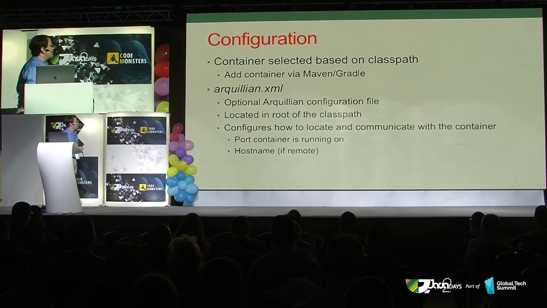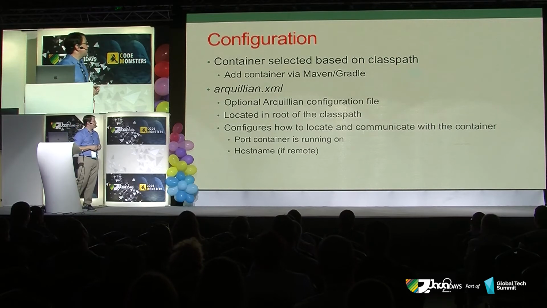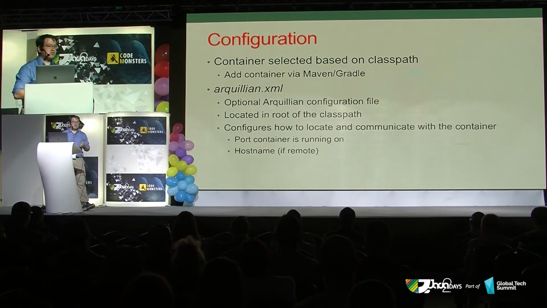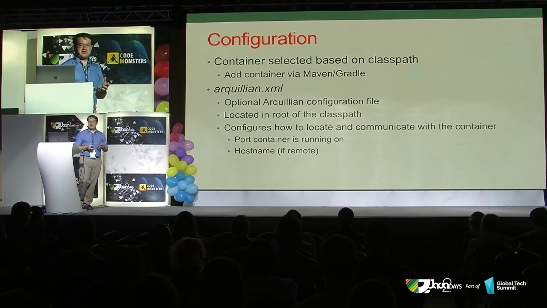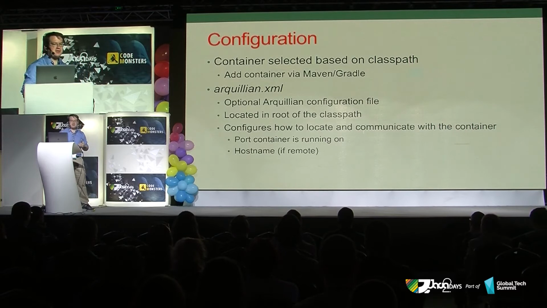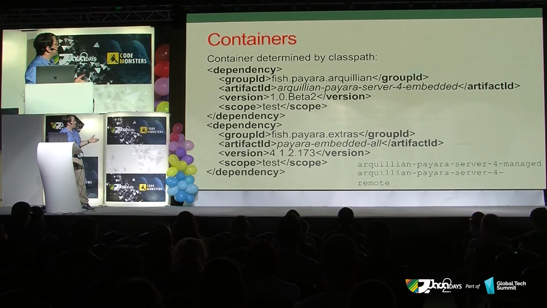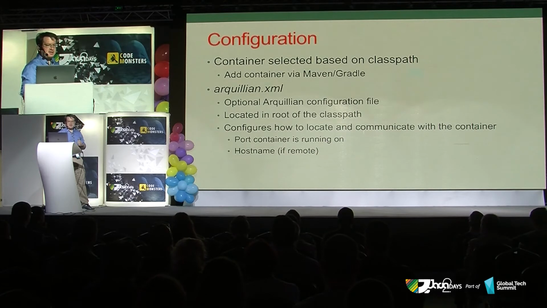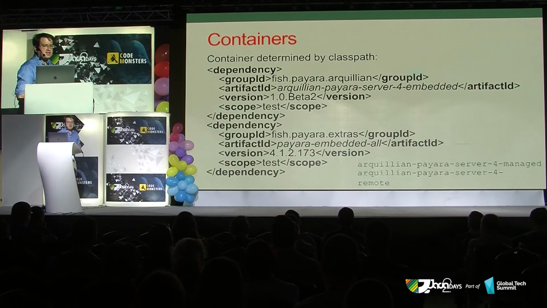Now, configuring Arquillian is very straightforward. There's an arquillian.xml file, which is an optional XML file. It's located in the root of the test class path. It configures how to communicate with the server, the port that the server is running on, the hostname if it's remote, etc. And it's where you put the extensions. We'll see some examples of arquillian.xml as we go through.